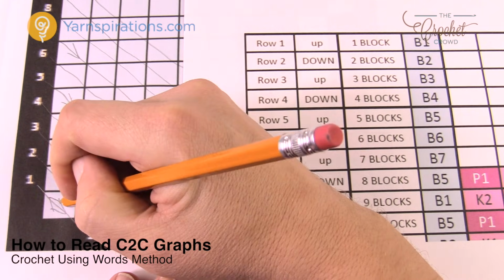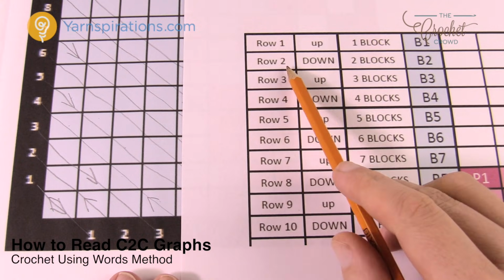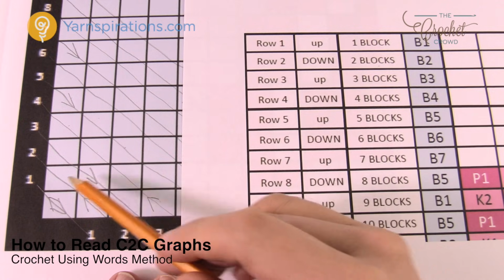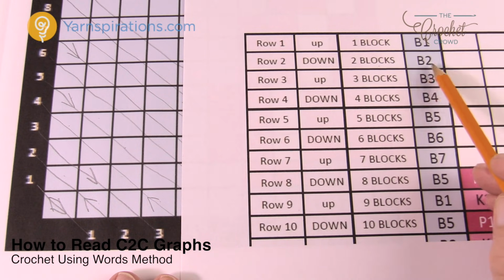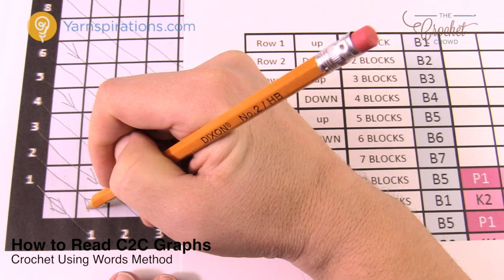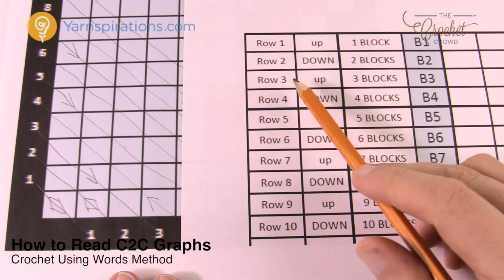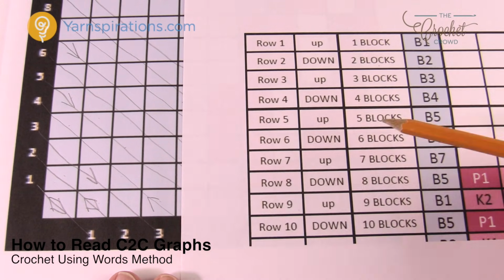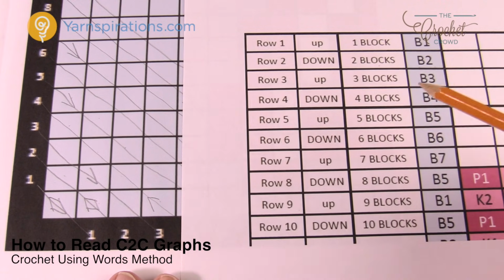So let's just say it was going in the up motion, and then in row number 2 we're now gonna go in the down motion, and it says that it's 2 blocks, which it is, and then there will be B2. So color is B, and that there's 2 blocks using color B, and that's going down. So row number 3 is going up. Okay, so it's going up. So they always have to go up or down. Okay, they can never go down, down, or up, up. They have to be alternating each other.